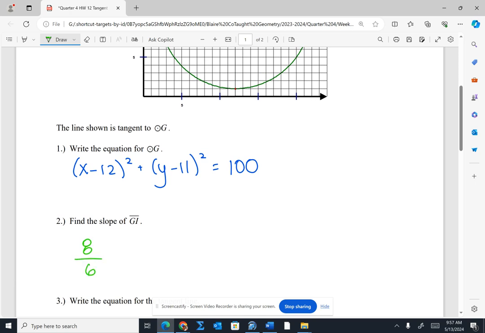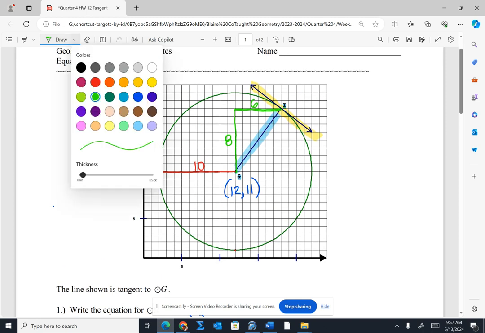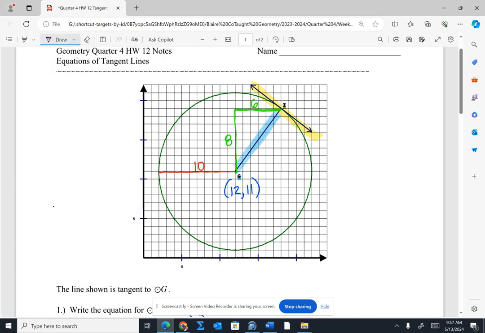Let's do a quick calculation to find the slope of the tangent line and see if they're related at all. I'm going to switch colors again. How about purple? So let's find this rise and run here. Let's find the slope of the tangent line. It's going down for the rise, so it's going to have a negative slope. And when I count the boxes, I see that it's down 6 over 8. How is that related to the slope of the radius that was up 8 over 6?